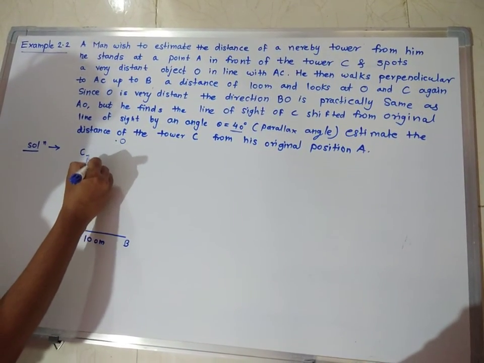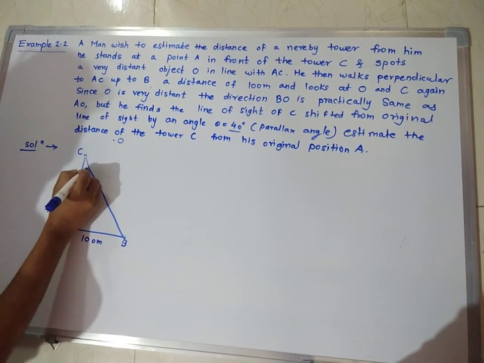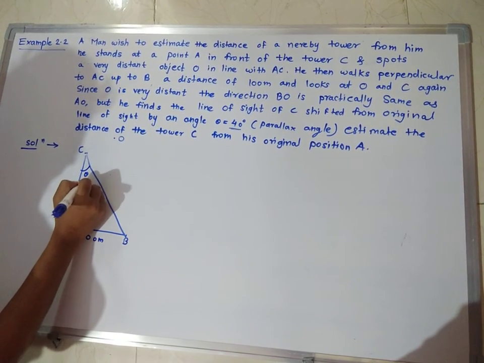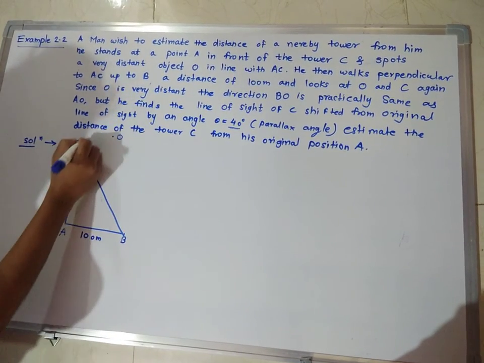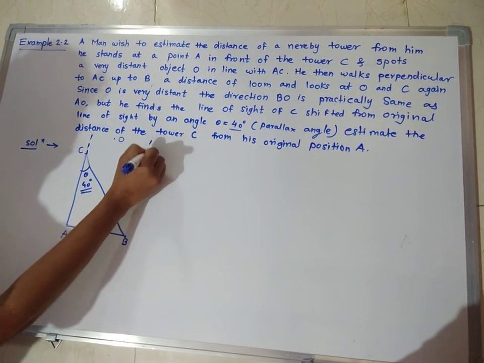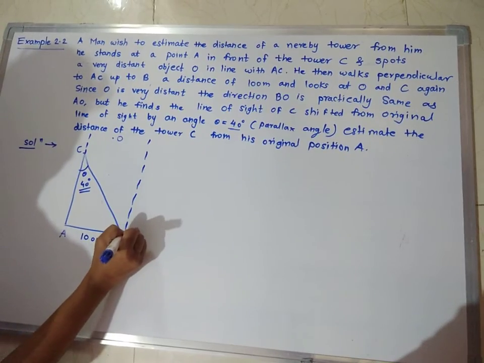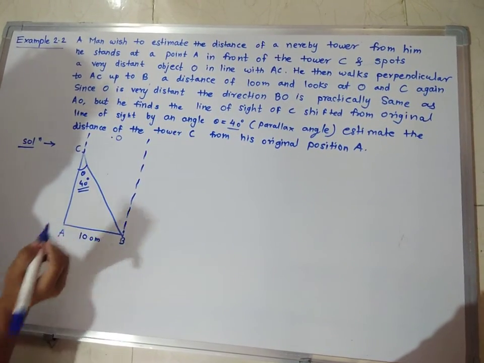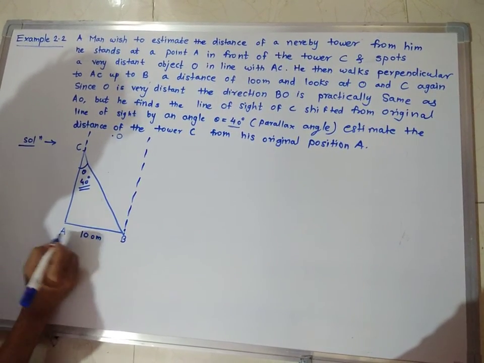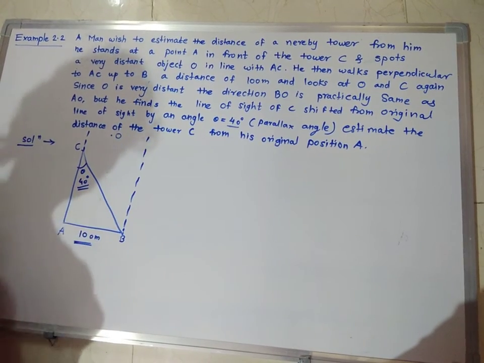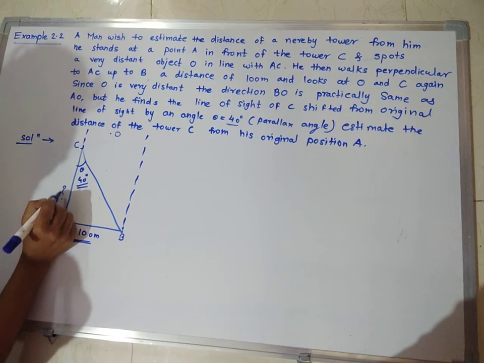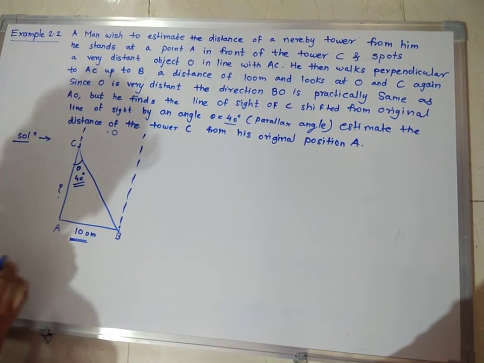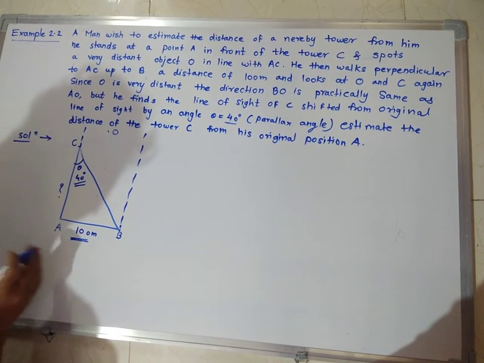They have given an angle here. This angle is 40 degree. So theta is 40 degree. Just see here, O is a distant object we have taken. The AC is like that. The distance AB is given, it is 100 meter. So we have to find this distance, which is nothing but AC. From this figure we can write tan theta.